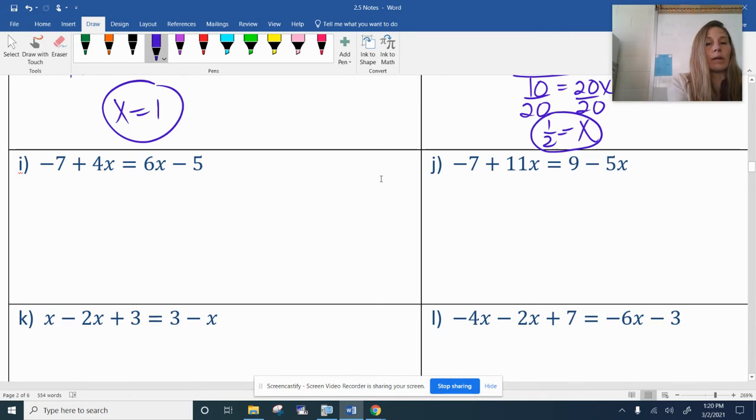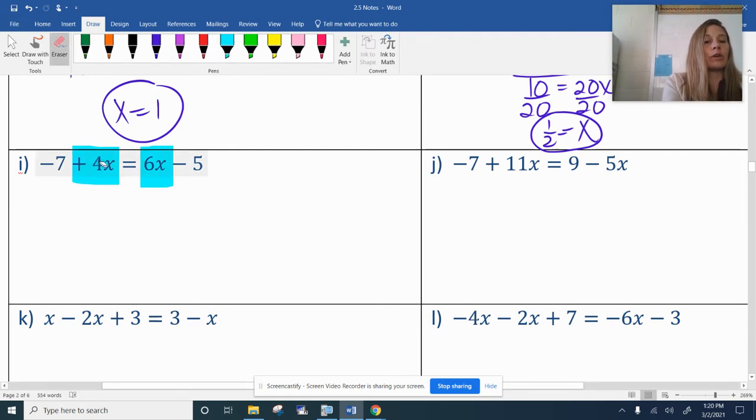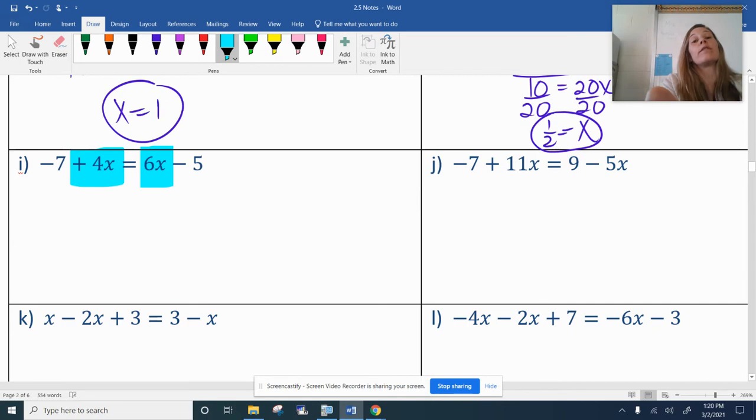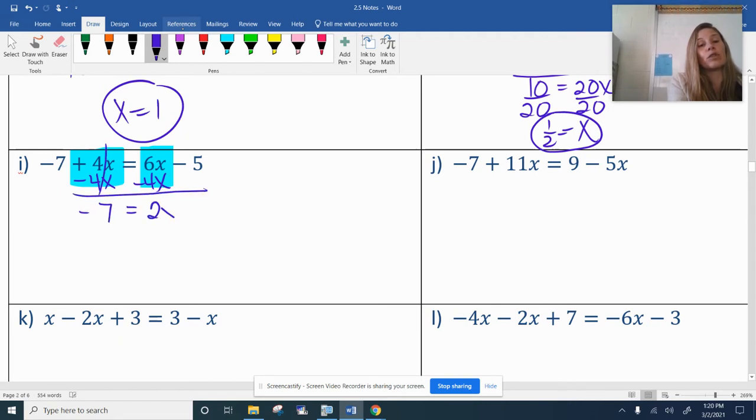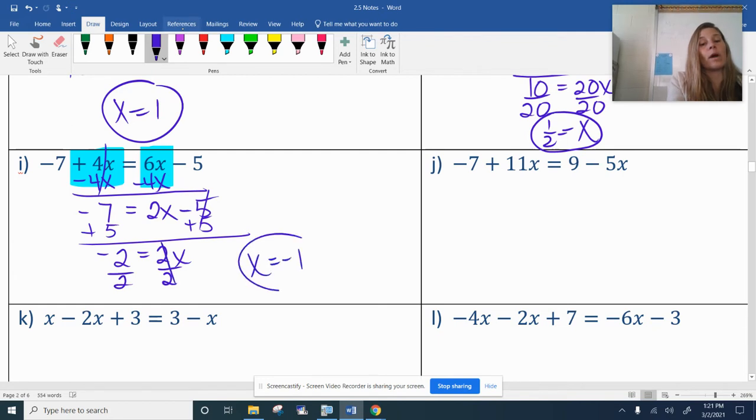And I'm going to do one more here. So here we have a 4x, a 6x. So of these two, my smaller value is the 4. So I'm going to go ahead and move my 4 over by subtracting it. So now I have negative 7 equals 2x minus 5. Moving my constant now to the left. So I have negative 2 equals 2x. And this time when I divide, I'm going to end up with a negative 1 for my answer.